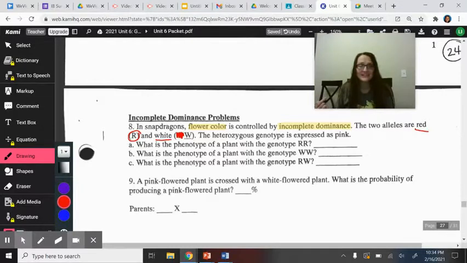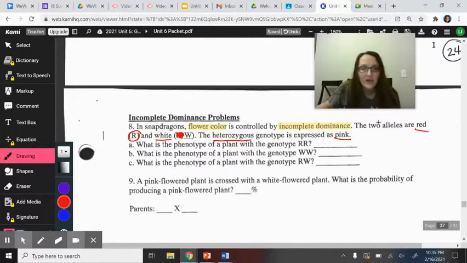If you're watching this and you're in college, or if you're in my IB class, then maybe we're talking about R and R prime, and I'll try to make a separate video for the college students when we get there. However, for my precious high school babies, don't worry about R prime. Okay, so it says the heterozygous is expressed as pink. Okay, so let's go through.